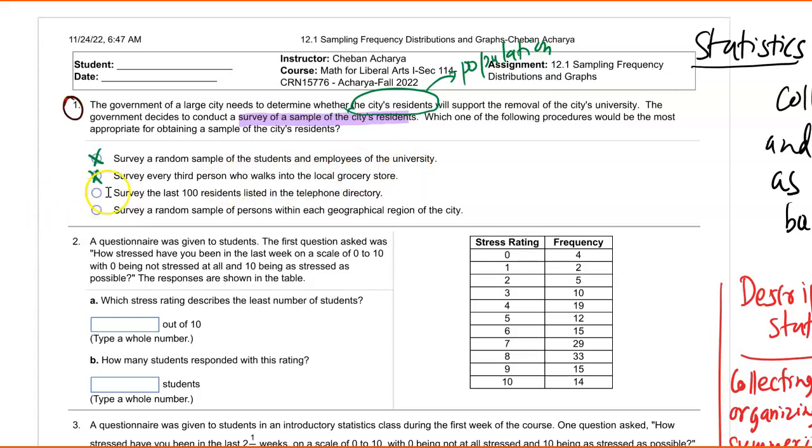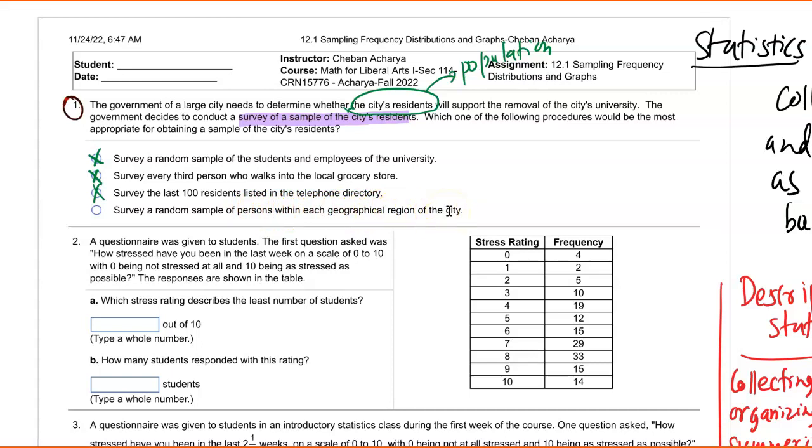Part C, survey the last 100 residents listed in the telephone directory. The last 100 residents listed in the telephone directory cannot be random either. Therefore, maybe this is the right answer: survey a random sample of persons within each geographical region in the city.